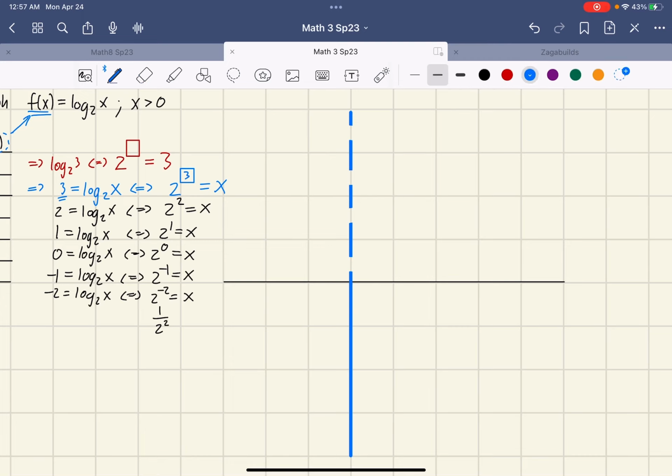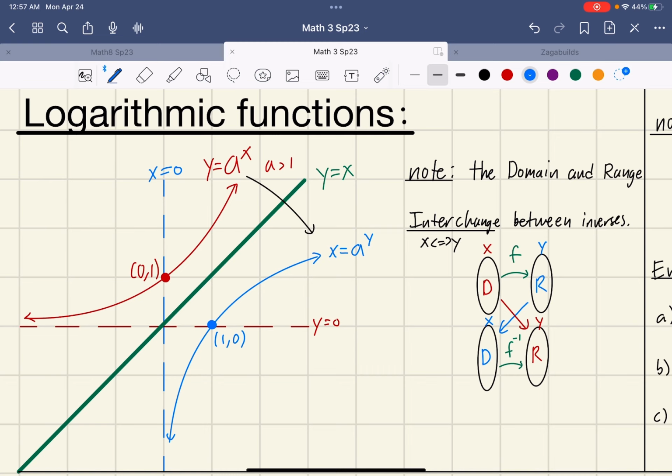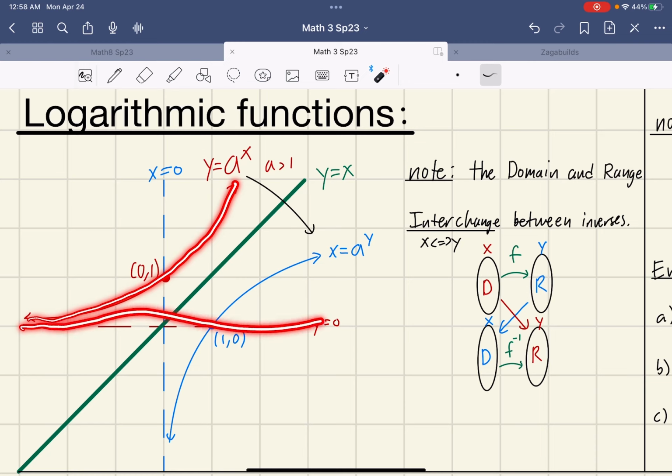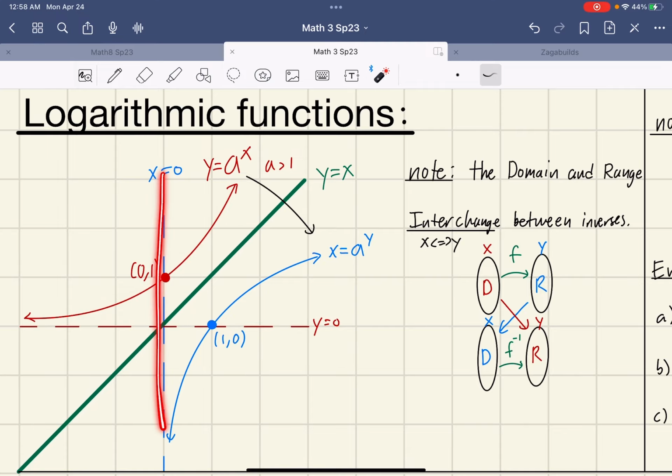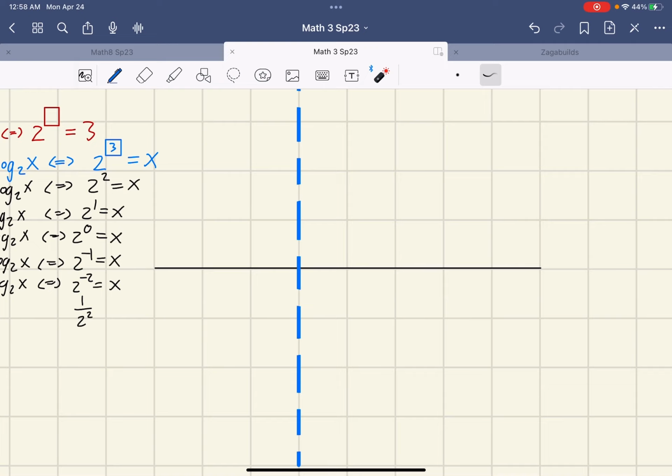Because this is my vertical asymptote, which we talked about when we introduced this concept of inverses, how exponentials and logarithms are inverses. So, not only do you find the symmetry or reflect the graph of the exponential, but you also reflect and copy the horizontal asymptote, which becomes the vertical asymptote for the logarithm. Now, let's look at some points.